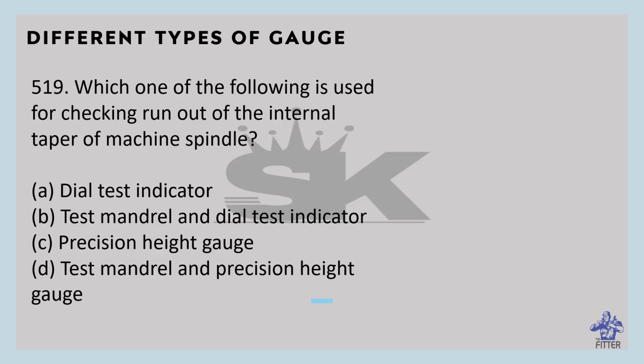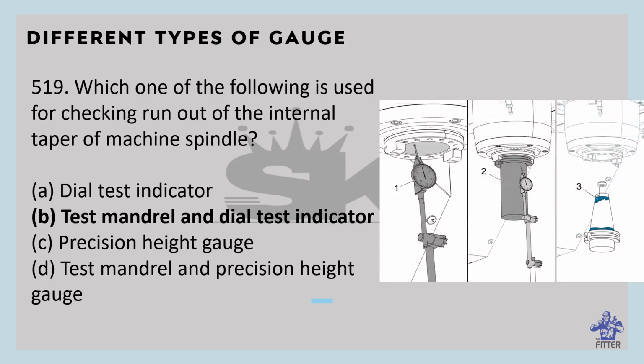Which one of the following is used for checking runout of the internal taper of machine spindle? So the answer is test mandrel and dial test indicators. You can see here in the image. So the mandrel and dial test indicator is used for checking the runout of the internal taper of machine spindle.